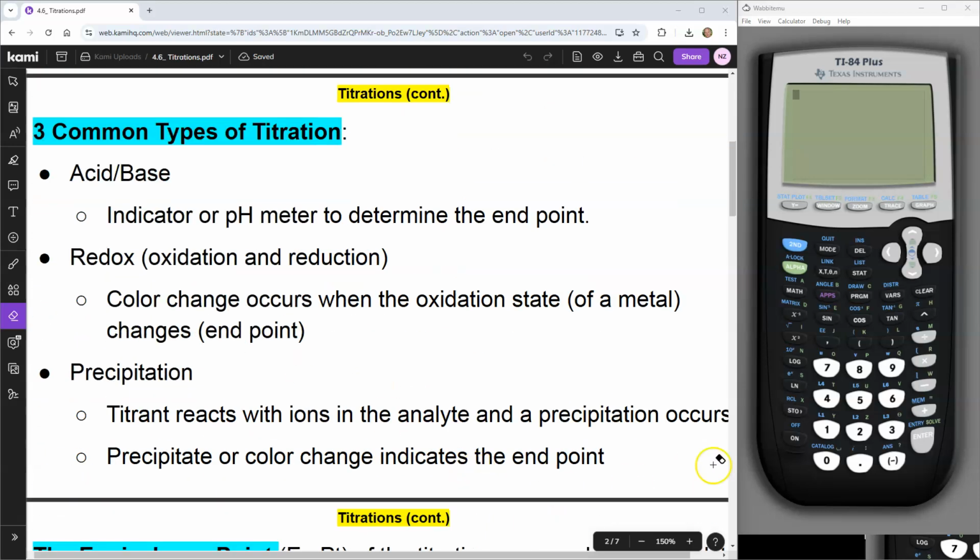All right, there are three types of titrations. There's an acid-base titration, and in an acid-base titration, we are trying to find the point where the pH changes. We have a redox titration, that's an oxidation reduction reaction, and we're trying to find the point where the oxidation state changes. And then finally we have a precipitation titration, and in this titration the titrant reacts with ions in the analyte and a precipitation or a solid occurs. And the precipitate or color change indicates our endpoint.